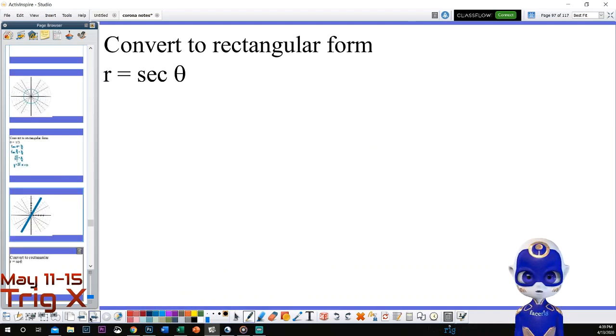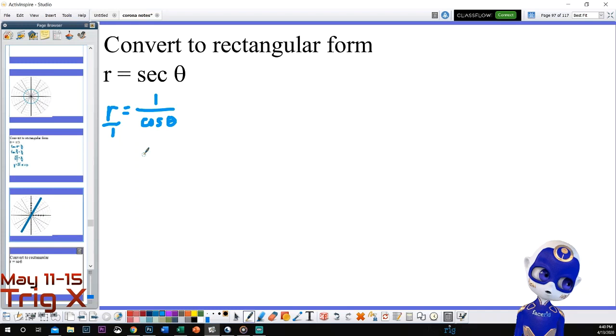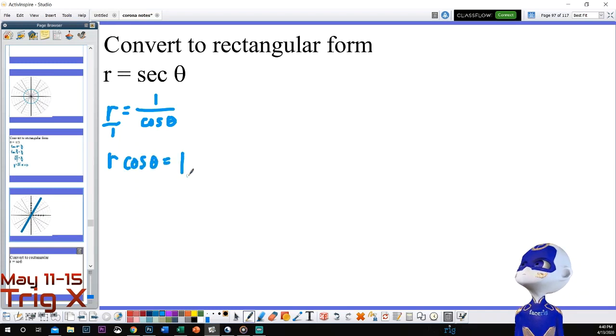We're going to convert this one to rectangular form. So you're going to just use whatever tricks you know in order to make this happen. In this case, I know that secant is the same thing as 1 over cosine. So I did that. And hey, I see an r and a cosine, and I would love for r and cosine to be together. So I'm going to go ahead and cross multiply. The reason why I want r and cosine together is because I remember that r cosine of theta is the same thing as x. So this would be the same as the equation x equals 1.